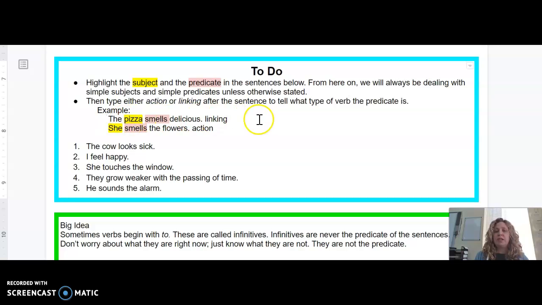So again, I have that pizza. So the pizza smells delicious. I identified pizza as my subject, smells as my predicate, and here I know that smells is a linking verb, so I wrote linking there. And that's exactly what you're going to do for these next 5 sentences. Subject, predicate, and then indicate whether that predicate is an action verb or a linking verb.